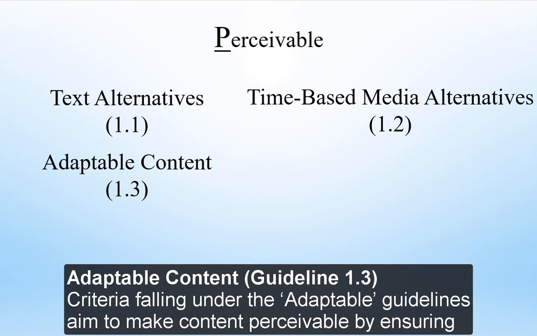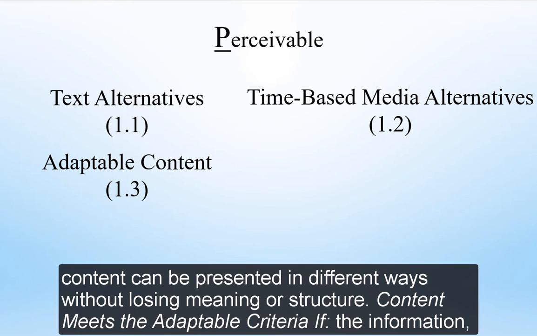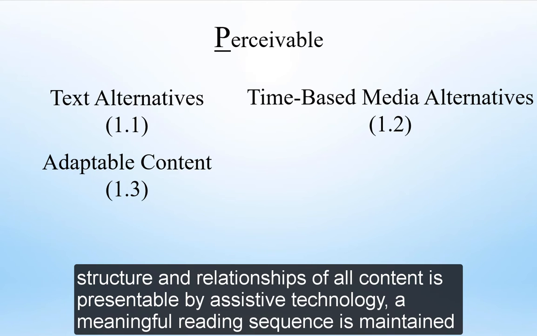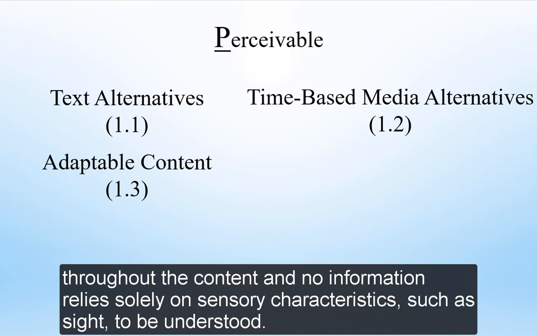Adaptable content, Guideline 1.3. Criteria falling under the adaptable guidelines aim to make content perceivable by ensuring content can be presented in different ways without losing meaning or structure. Content meets the adaptable criteria if the information, structure, and relationships of all content is presentable by assistive technology, a meaningful reading sequence is maintained throughout the content, and no information relies solely on sensory characteristics such as sight to be understood.